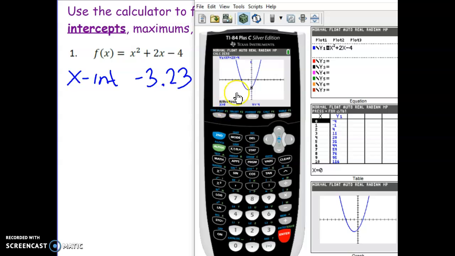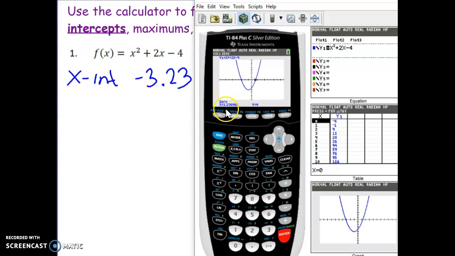Okay, now it asks me to be on the right-hand side. So I'm going to use my cursor here to go past it to the right. And it doesn't matter how far, as long as I go past it to the right. All right, and then it's going to ask me to guess. So I'm going to go back to the left, get close to it there, and hit enter.